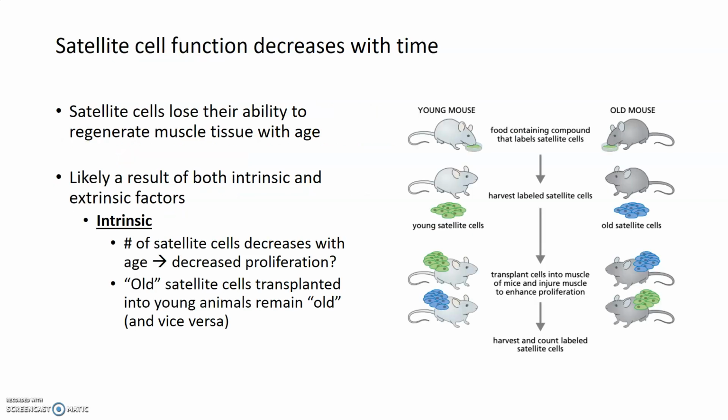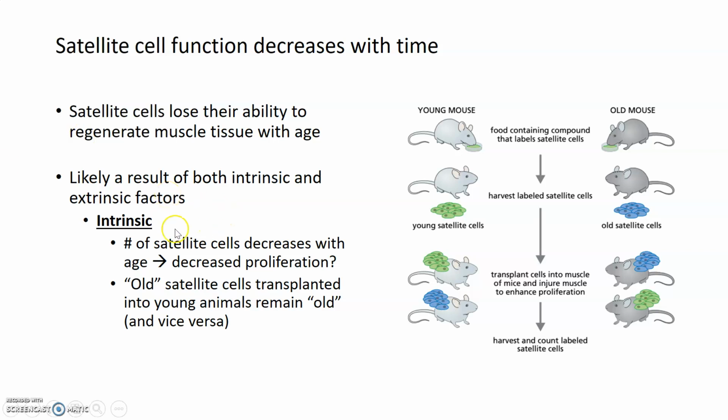Overall, satellite cell function seems to decline with age. They lose their ability to regenerate muscle tissue the older an individual gets, right? Satellite cells are undifferentiated stem cells, and we talked about how they normally serve to repair, maintain, and regenerate myofibrils or muscle fibers or muscle tissue. Ultimately, over time, satellite cells just lose the ability to do that. It seems there's a combination of both intrinsic or internal genetic factors as well as extrinsic factors that affect satellite cell function over time.